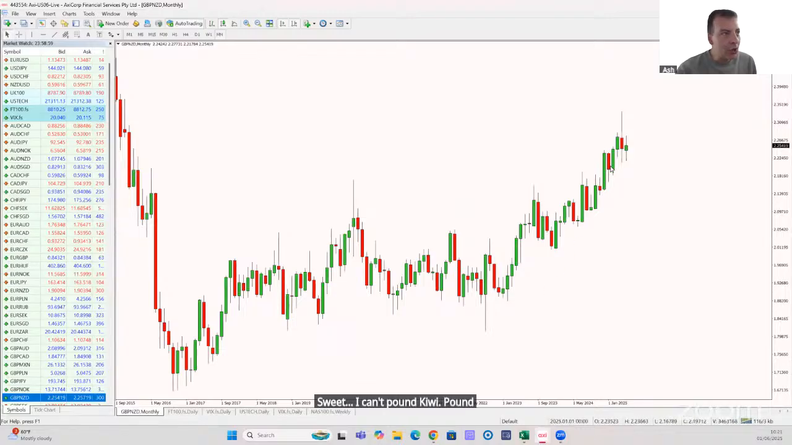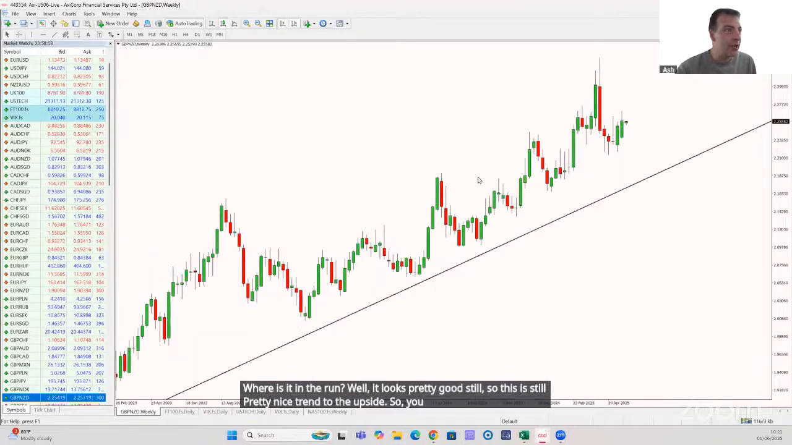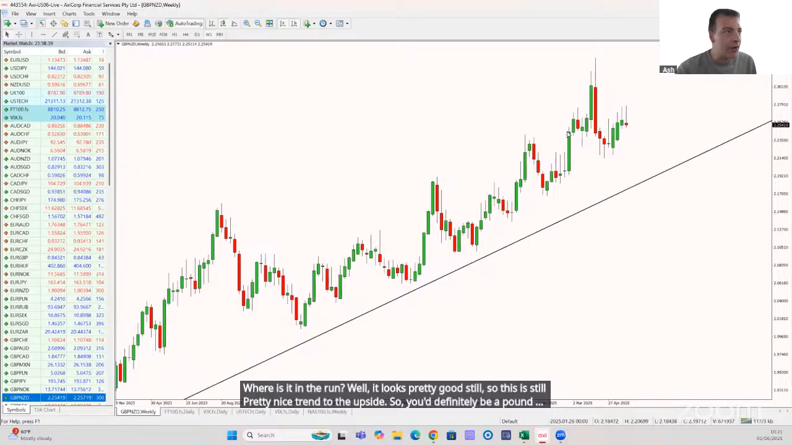Pound Kiwi's been in a long move to the upside. It's sustained. Where is it in the run? Well, it looks pretty good still. So this is still a pretty nice trend to the upside. So you'd definitely be pound over the Kiwi right now.